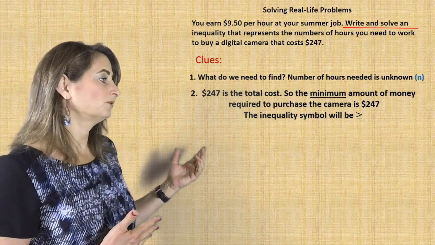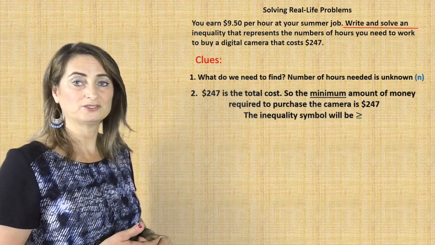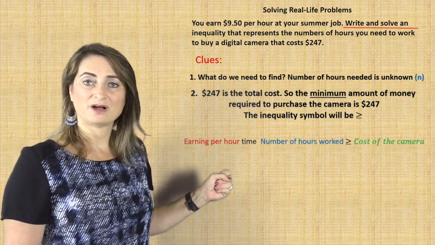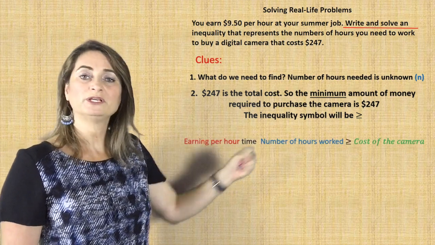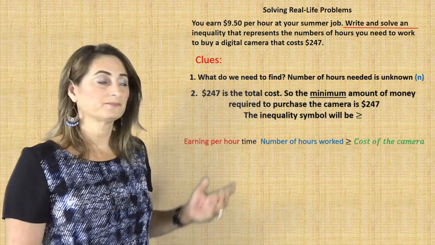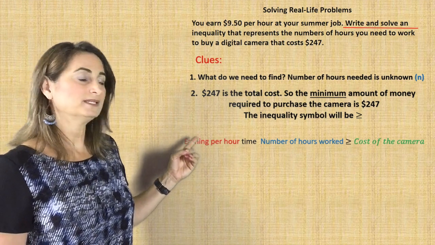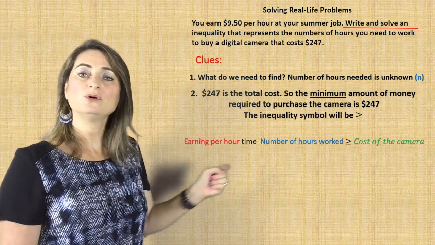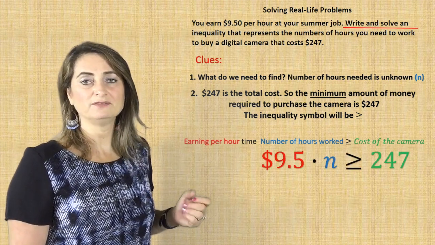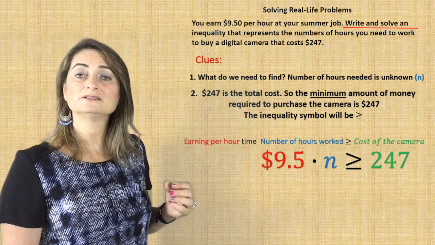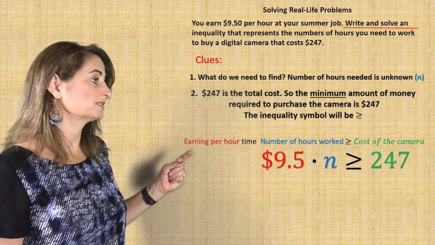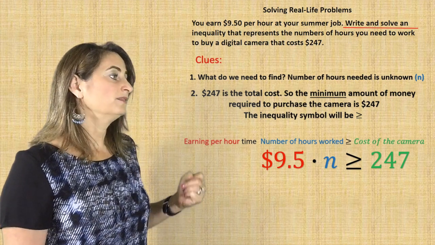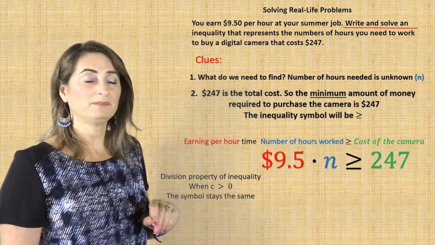Now I will color code it to see how to write the equation. Earning per hour times the number of hours has to be more than or equal to the cost of the camera. And the earning per hour is $9.50 times the number of hours, which is N, more than or equal to 247. Now we need to solve for N to find all possible solutions. The division property of inequality: when C is more than 0, the symbol stays the same. So keep that in mind.